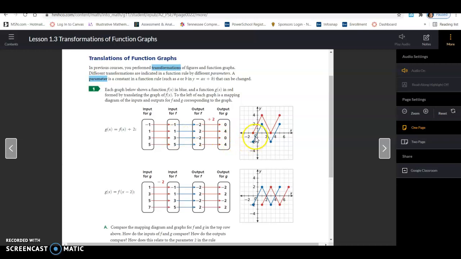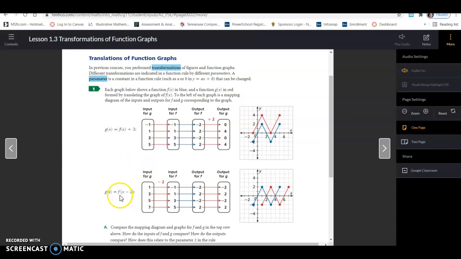So if you come over here, you can see the blue line has been shifted up 2 units, and that's what this is in function notation. You can see that a vertical shift up: plus 2 moved it up 2. If this were minus 2, the red line would be 2 units below the blue line. It would be shifted down instead. So when the number is outside the parentheses, that is a vertical shift up or down, same as the sign.